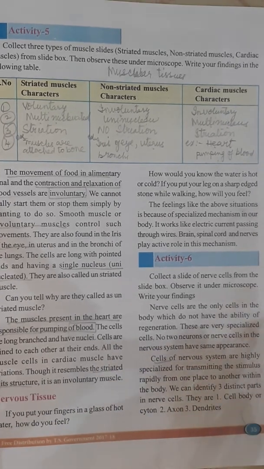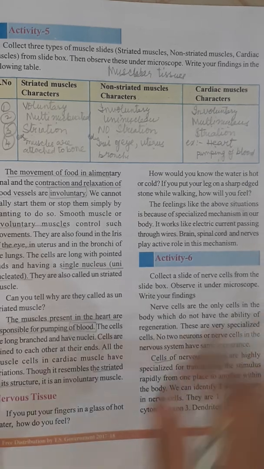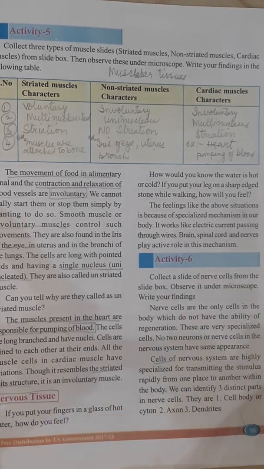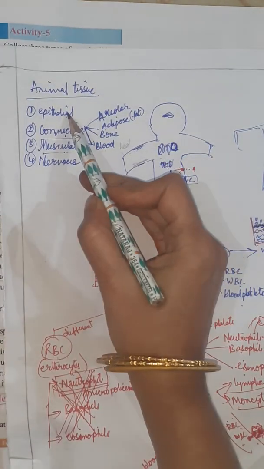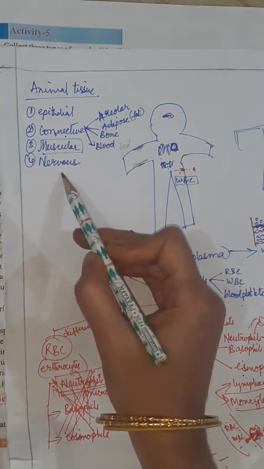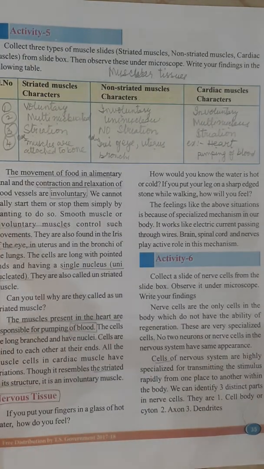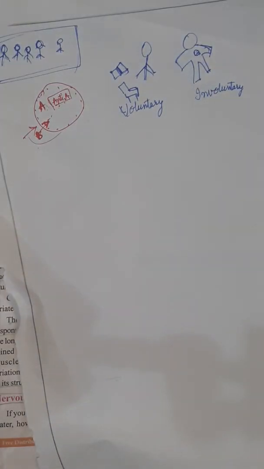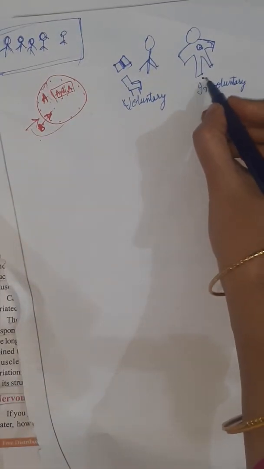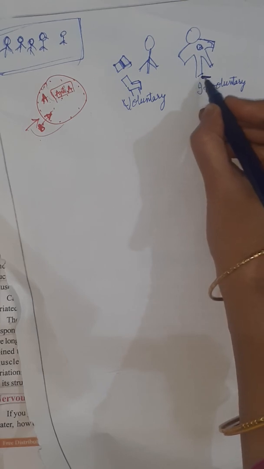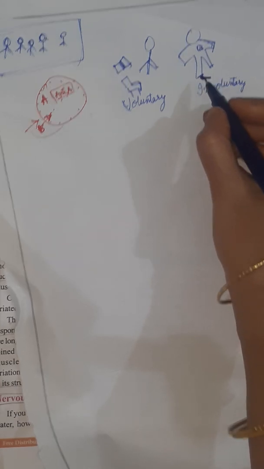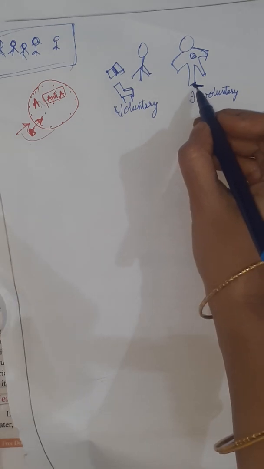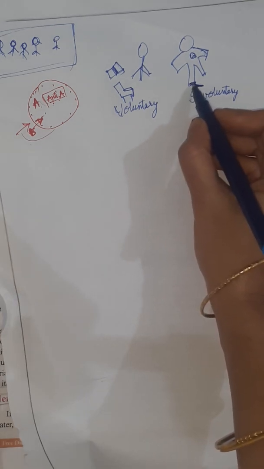Now we'll see the nervous tissue. Children, we have seen epithelial tissue, connective tissue, muscular tissue. Now we'll see the nervous tissue. See children, if you put your leg on a nail or thorn, you immediately pull your leg, no? Why do you pull your leg? Because as soon as you put your leg on the nail, you get hurt, you feel pain.